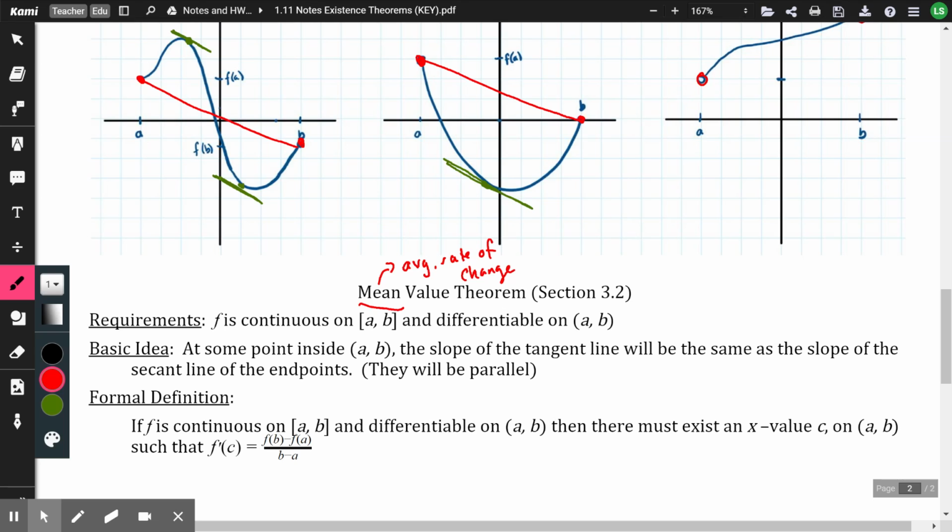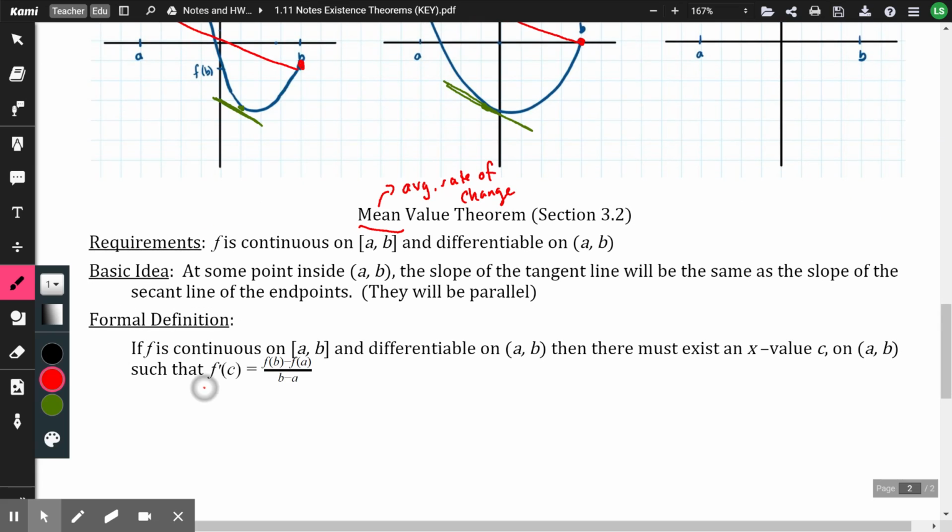So the basic idea is that at some point within that interval, the slope of your tangent line will be the same as the slope of the secant line. They're going to be parallel with each other. Your formal definition says that if f is continuous on the closed interval from a to b and differentiable on the open interval a to b, then there must exist an x value called c within that open interval such that the derivative of f at c is equal to f of b minus f of a all over b minus a. This last part is the key part for making this the mean value theorem. Your instantaneous rate of change is going to be at some value c, somewhere in the middle, will be the same as your average rate of change between the endpoints.